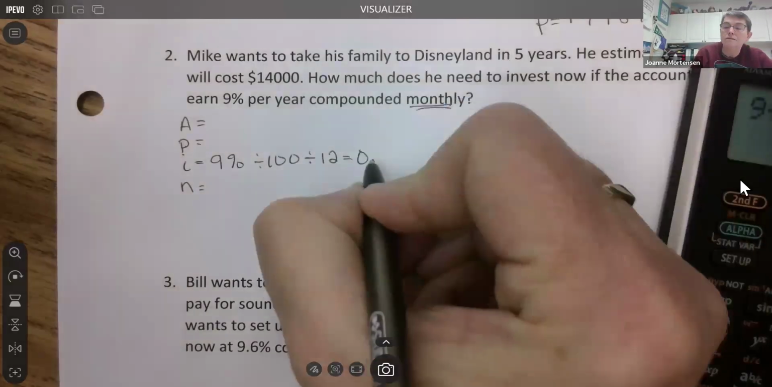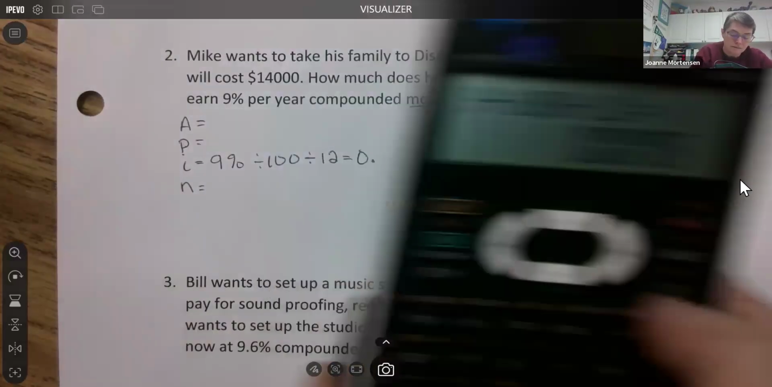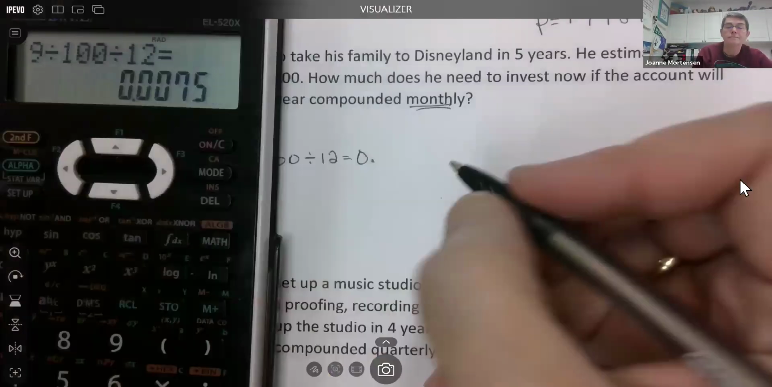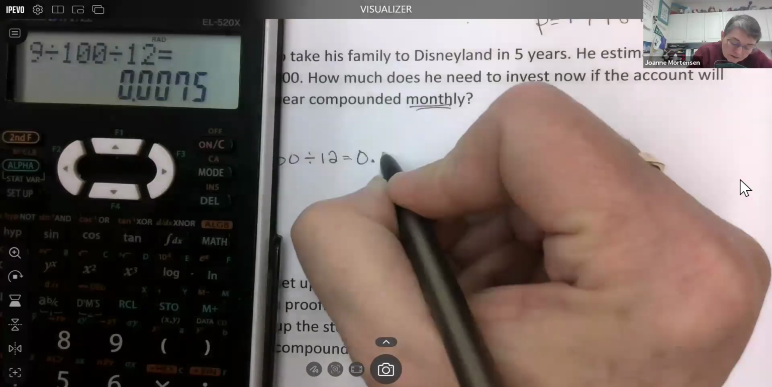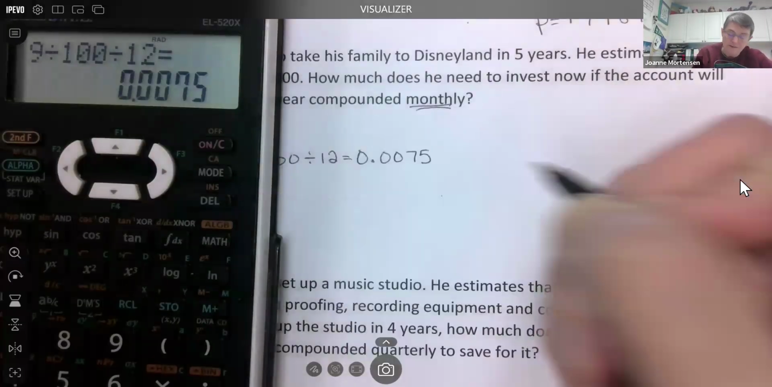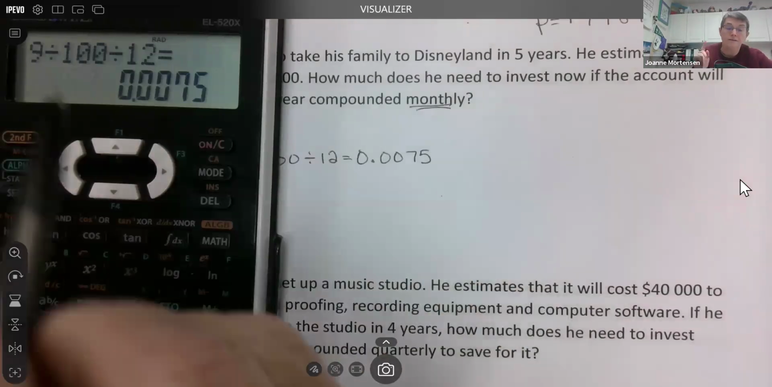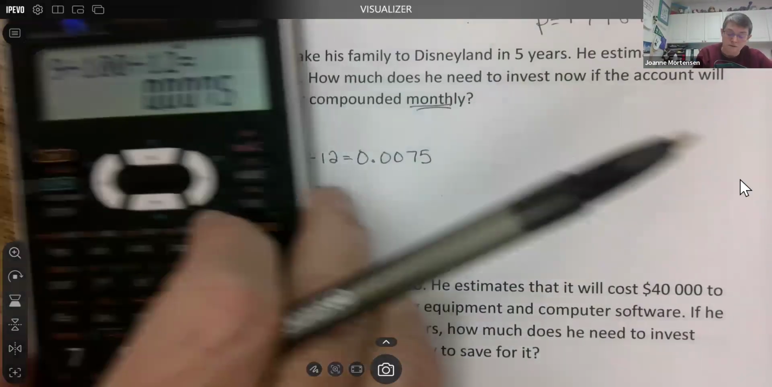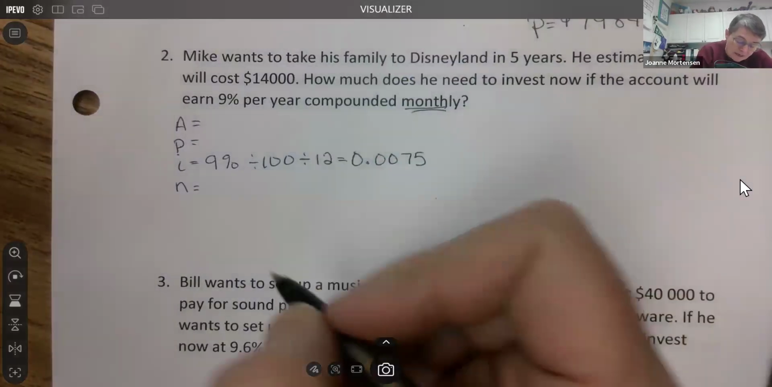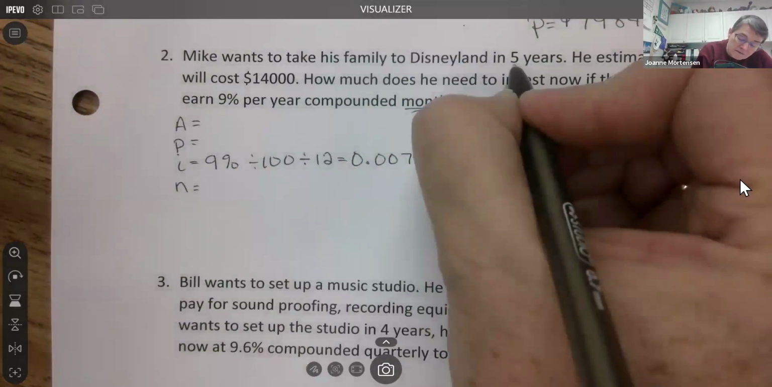0 decimal. Oopsies. You didn't see that. 0.0075. All right. And because this is where I screw up all the time, 2 zeros there, 2 zeros in my question, I'm good. My N, 5 years.